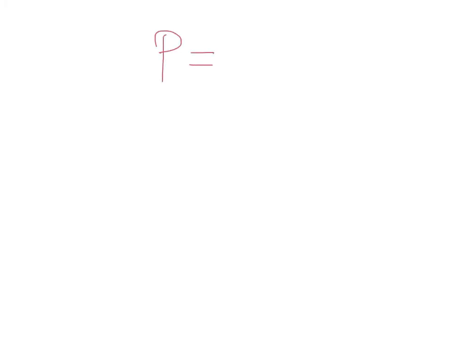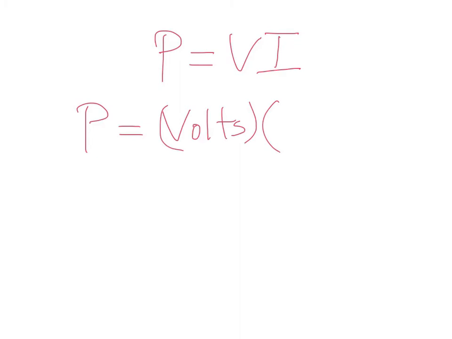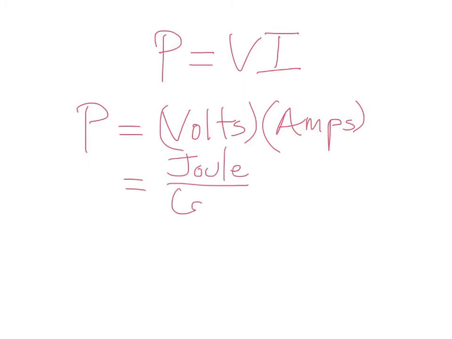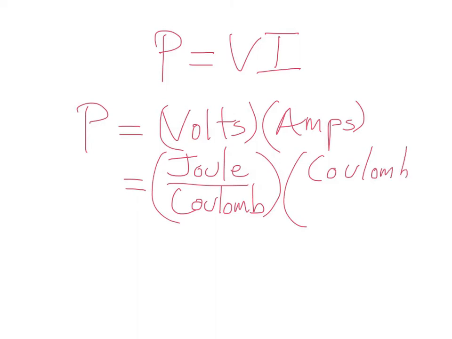Power equals electric potential or pressure times flow rate. Let's see how the units go. Units of electric potential are volts. Units of current or flow rate are amps. A volt is a joule per coulomb, energy per charge, and an amp is a coulomb per second. It's the rate that charges are flowing.